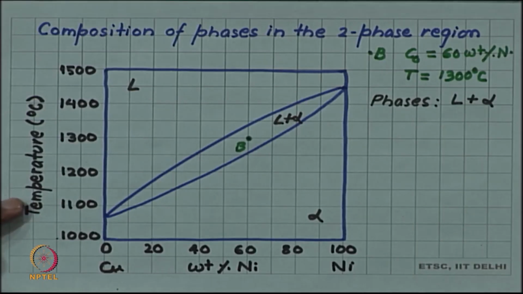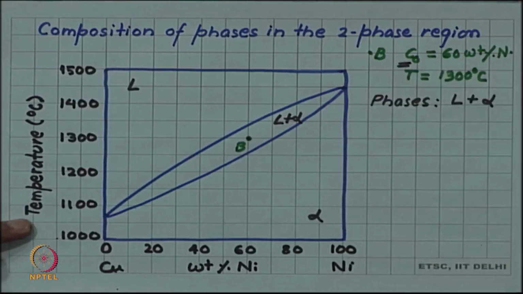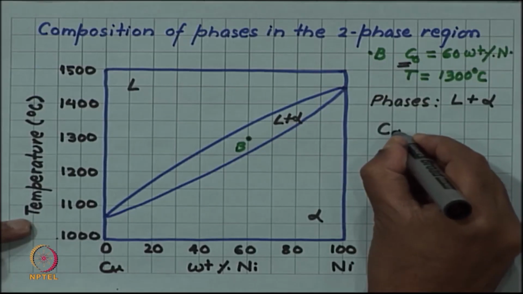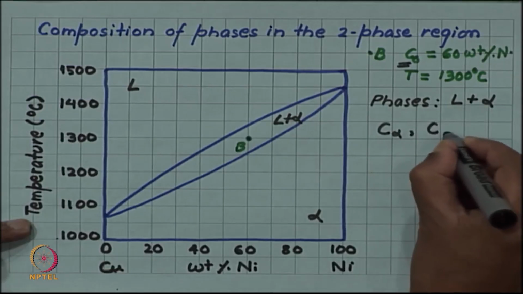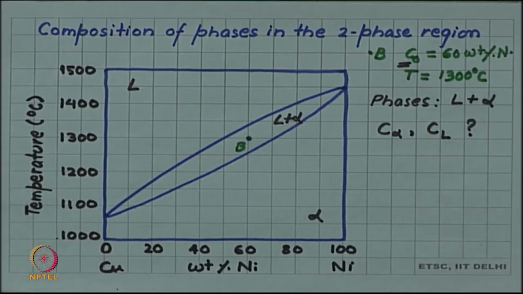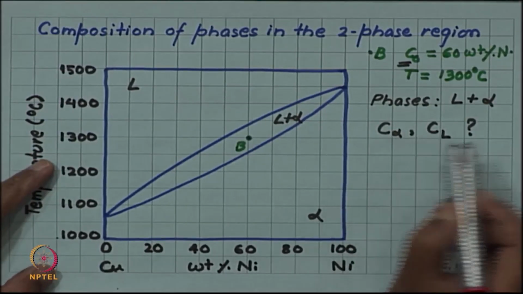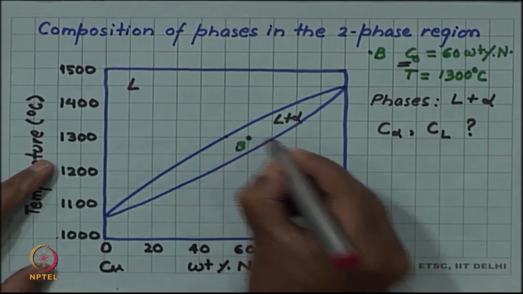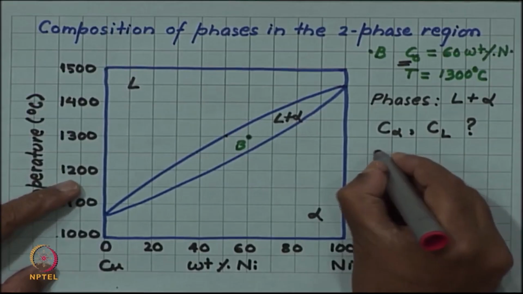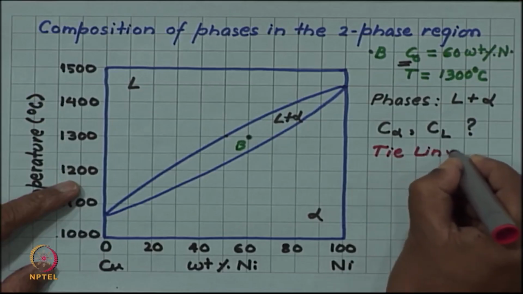Now, the second question is, what are the compositions of the phases? I know the composition of the alloy, C naught, but what is the composition of the alpha phase, C alpha, and of the liquid phase, C liquid? Are they also 60 weight percent nickel? The answer is no. The proportion of the components redistribute when you have an alloy in two phases, and this is obtained by what is called a tie line. So, let us draw a tie line.